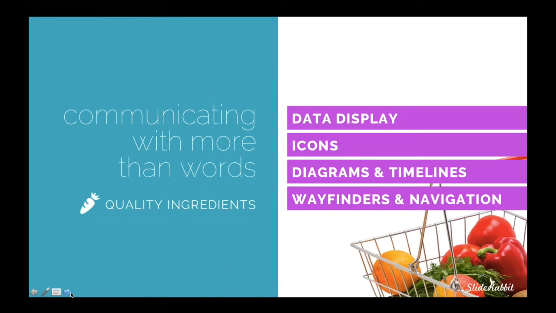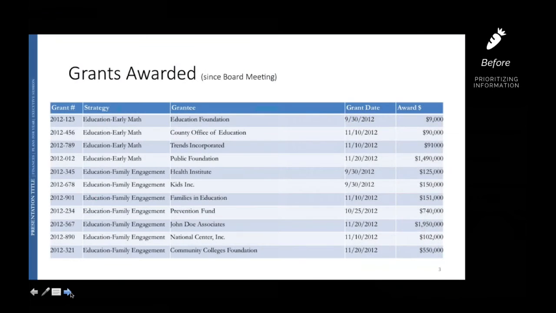So next is quality ingredients, and again, this is the stuff that we are going to add to our slides to make them more effective. And first we'll talk about data display. Data display is a really common issue because slides are very often used to communicate data and graphs and trends and info and all this stuff.